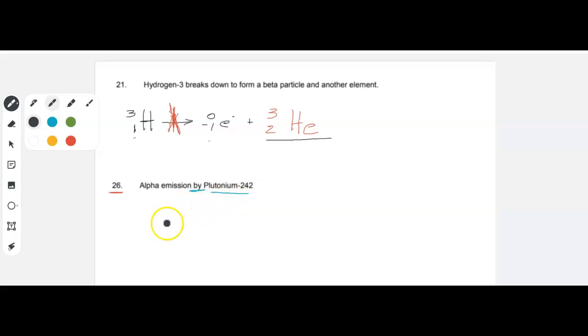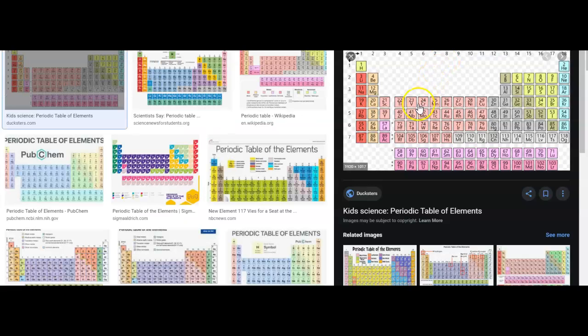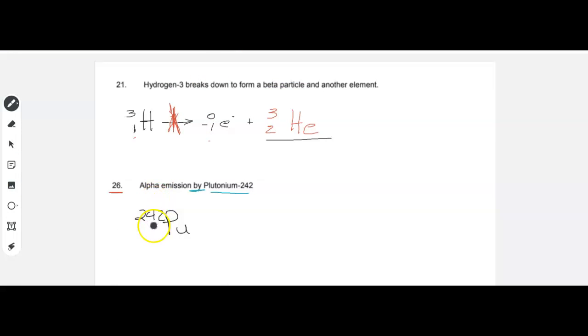So plutonium-242, the plutonium symbol is Pu, so I start there. Its mass is 242, and I put that up top. When you consult your periodic table, plutonium is down here, number 94. So I fill in element number 94. And then I'm ready to start my decay.